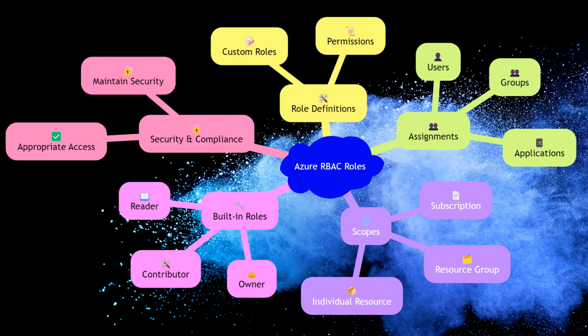Defining and assigning roles in Azure RBAC involves creating role definitions that specify the permissions associated with each role. These roles can then be assigned to users, groups, or applications at various scopes, such as a subscription, resource group, or individual resource. Azure provides several built-in roles, such as owner, contributor, and reader, but you can also create custom roles to meet specific requirements. By carefully defining and assigning roles, you can ensure that users have the appropriate level of access to perform their tasks while maintaining security and compliance.